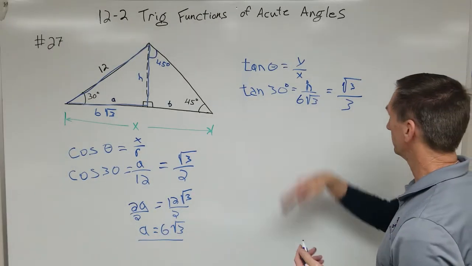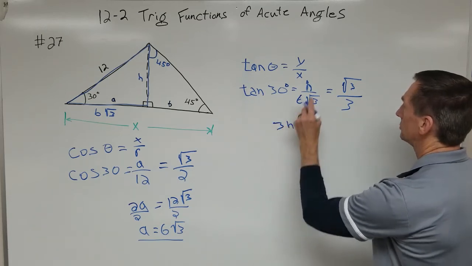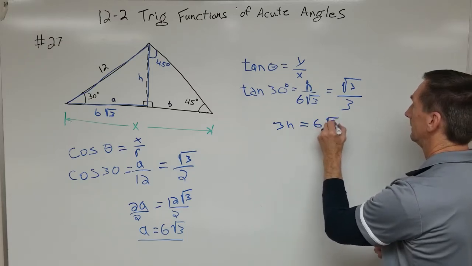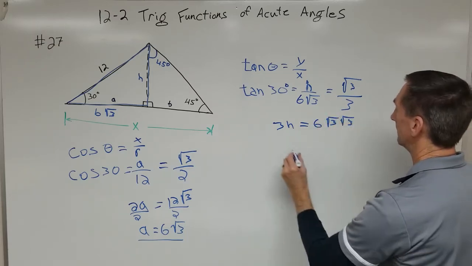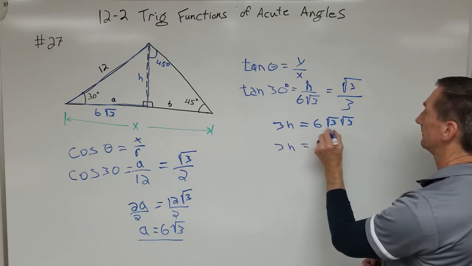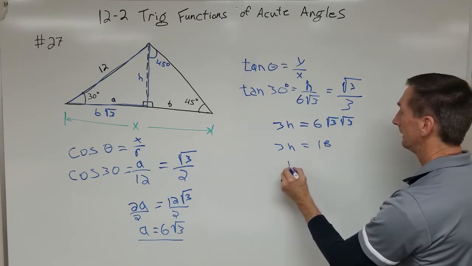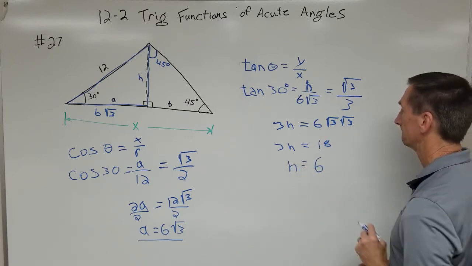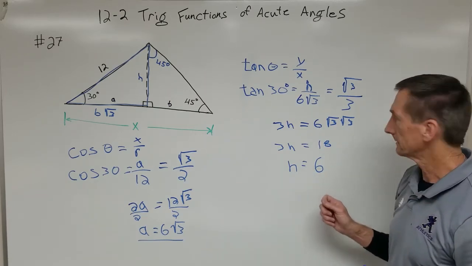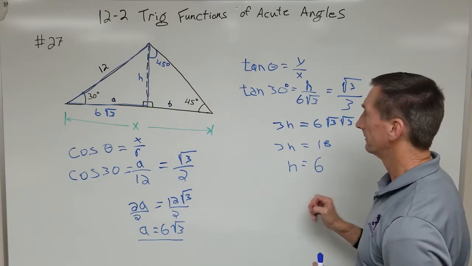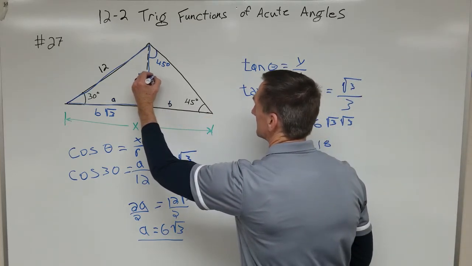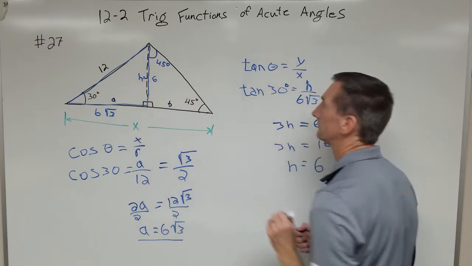Okay, so I can use that information to solve for h. Once again, cross multiplying, 3h is equal to 6 times square root of 3 times square root of 3. Solve this out: 3h is equal to 6 times 3, which is 18. h is equal to 6. Okay, that's good information. So now that I have that, it's a simple matter of looking at this triangle right here. I know that h is equal to 6.